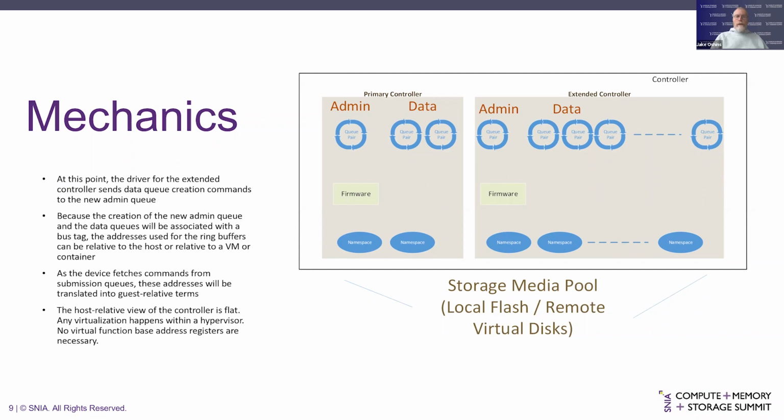So up to this point, the mechanics we're talking about on the previous slide are the same as the NVMe over Fabric's view. There are parts that are different. In order to make this map onto a PCI controller, we have to associate a bus tag. There are a couple different types of bus tags in the PCI specification. One is the requester ID, another is the process address space ID.